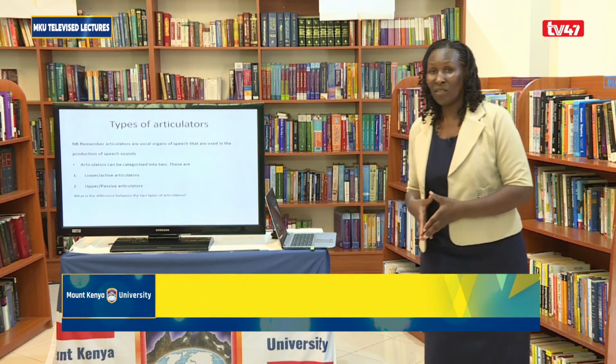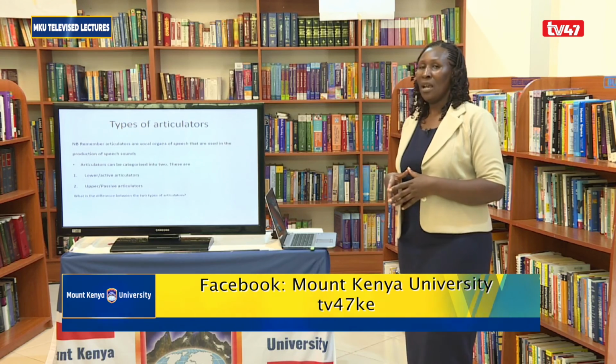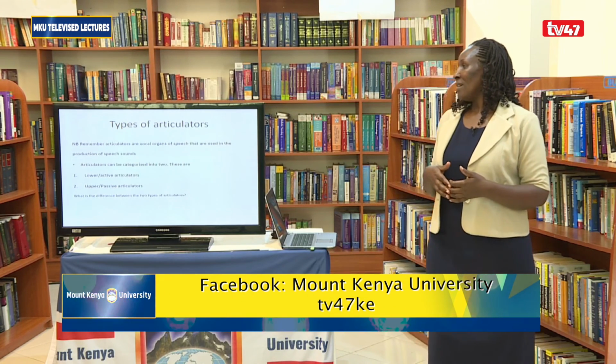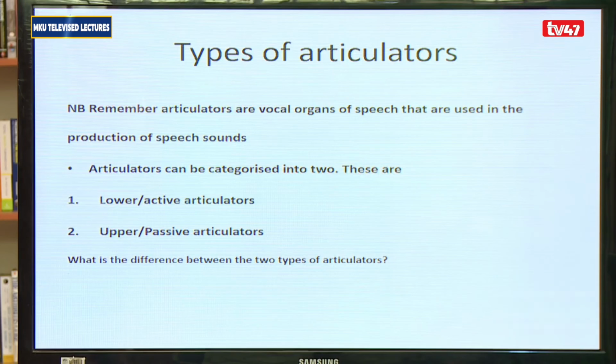Now let's look at types of articulators. It's important to remind ourselves what articulators are. Articulators are vocal organs of speech that are used in the production of speech sounds. And they can be categorized into two. Namely, we have the lower articulators, also called active articulators. And two, we have upper articulators, also referred to as passive articulators.